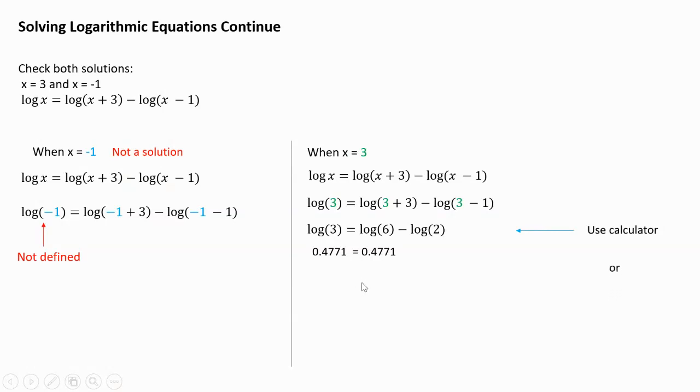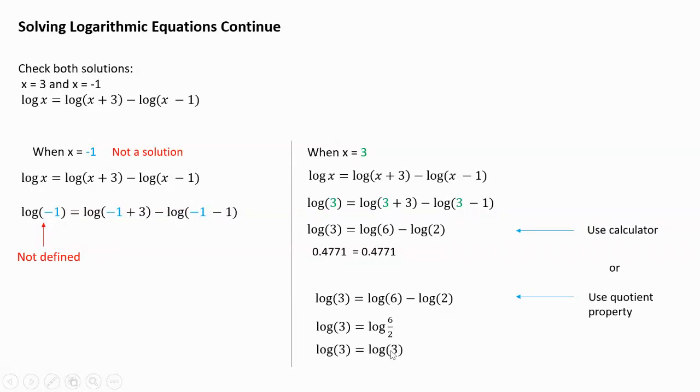But if you want, you can do it without a calculator. Right here, we're going to apply the quotient rule. So we're going to put it as a single log. It will be the log of 6 divided by 2, because if it's minus, we apply the quotient rule. 6 divided by 2 is 3, so we know that log of 3 equals log of 3. That's another way to check your answer.